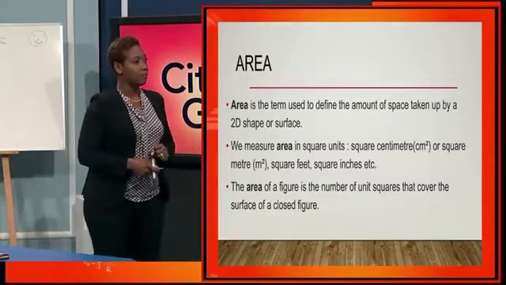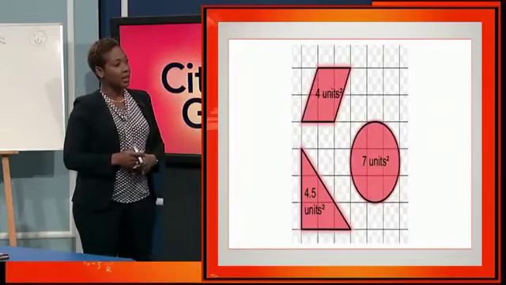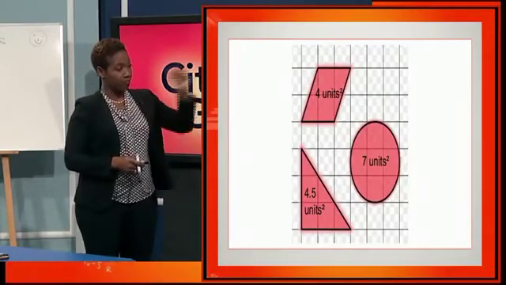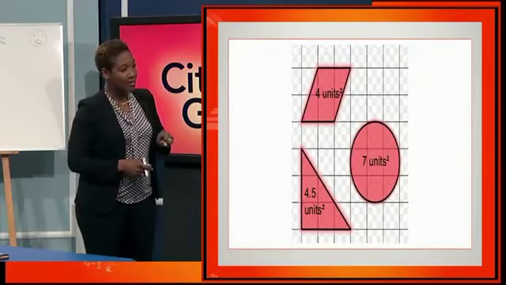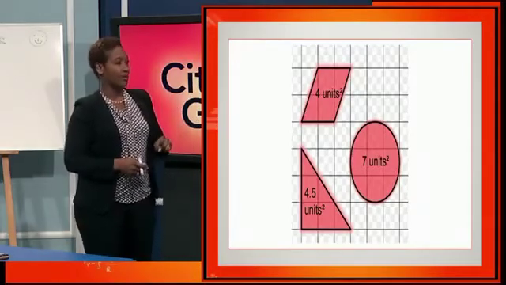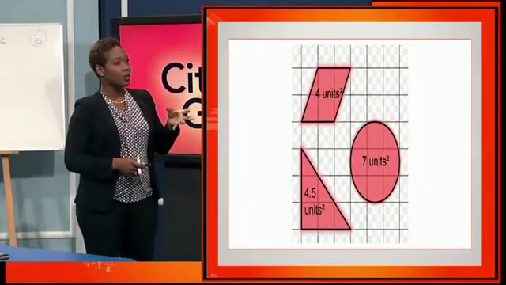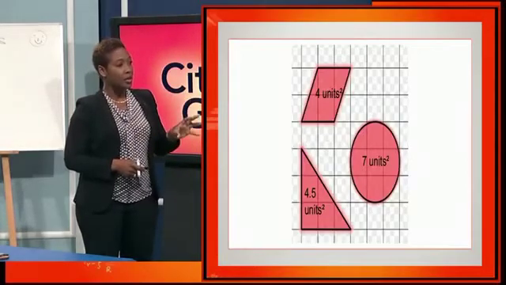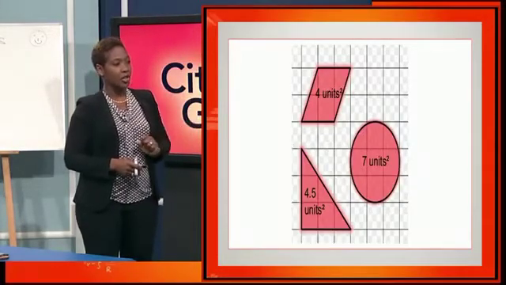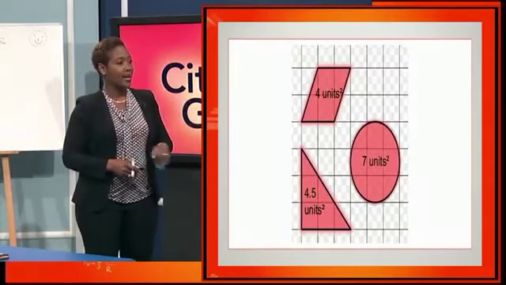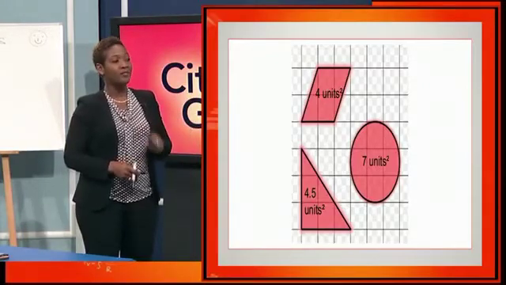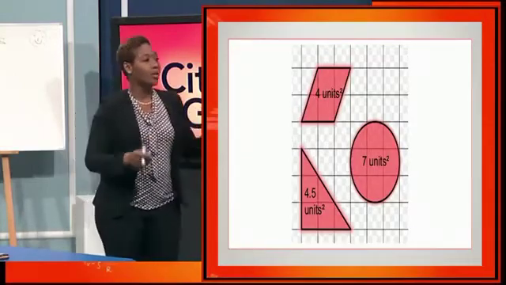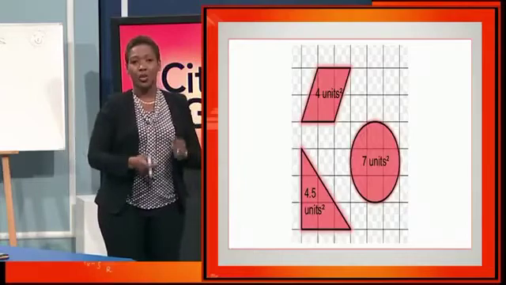All right. Now here we have three shapes. We have a quadrilateral, a circle, and a triangle. So the first one, which is your quad, has 4 square units. The area of your circle would be 7 square units, and your triangle would be 4.5 square units. So it's not centimeters or anything, but whatever unit it is, it has to be square units.